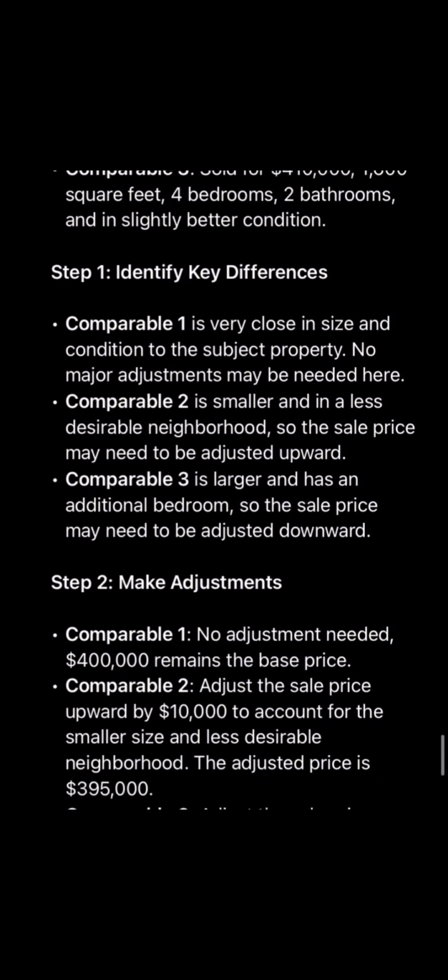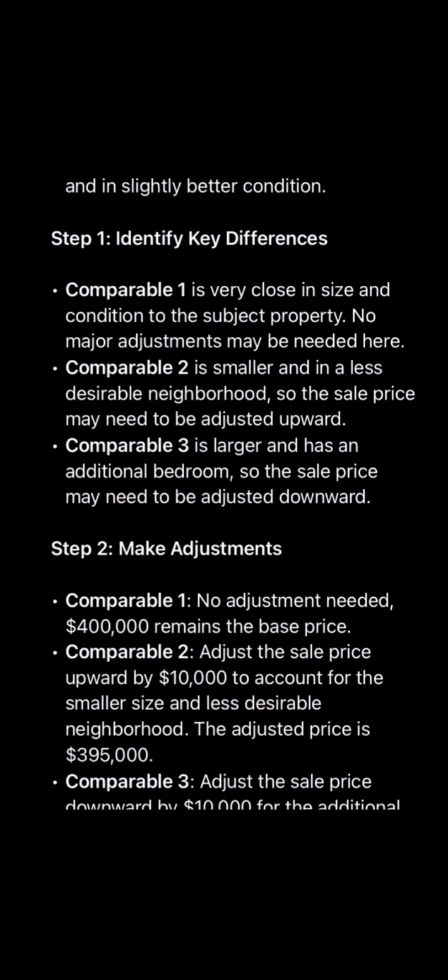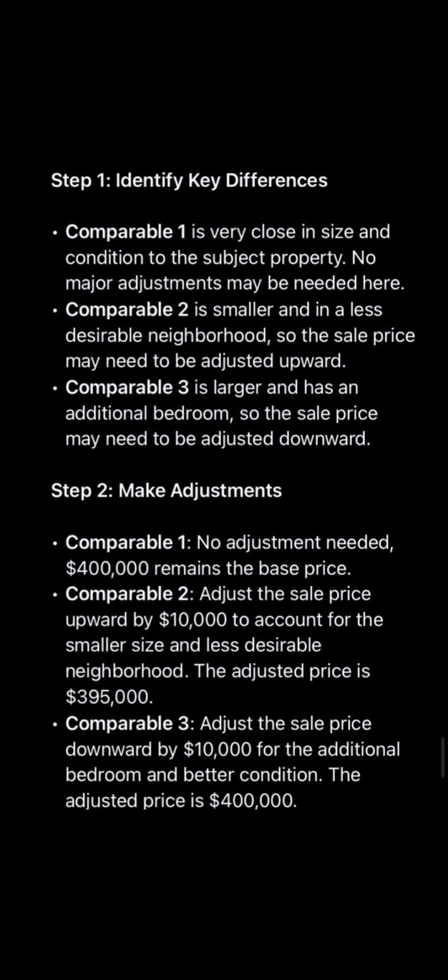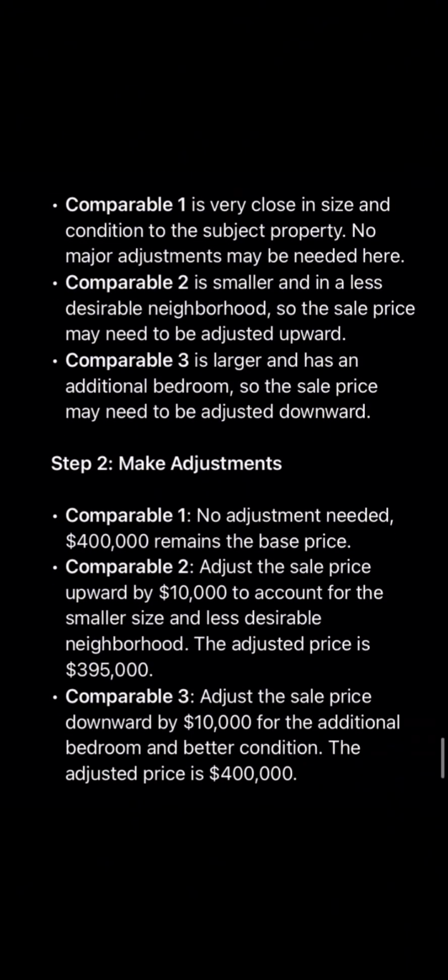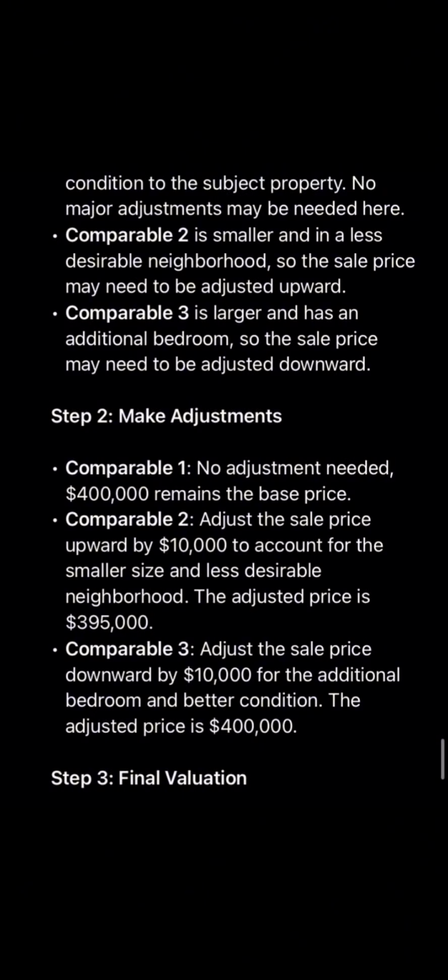Step 1. Identify key differences. Comparable 1 is very close in size and condition to the subject property. No major adjustments may be needed here. Comparable 2 is smaller and in a less desirable neighborhood, so the sale price may need to be adjusted upward. Comparable 3 is larger and has an additional bedroom, so the sale price may need to be adjusted downward.